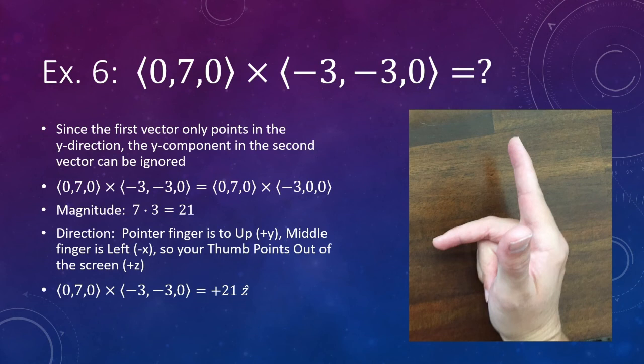Now let's do our right-hand rule. Our first vector is positive in y, so our pointer finger is going straight up. Our second vector, the perpendicular part, is negative in x, so our middle finger is going to the left, and therefore your thumb will be pointing straight out of the board, out of the page, positive in z. So putting that together, our cross product is plus 21 in the z direction.